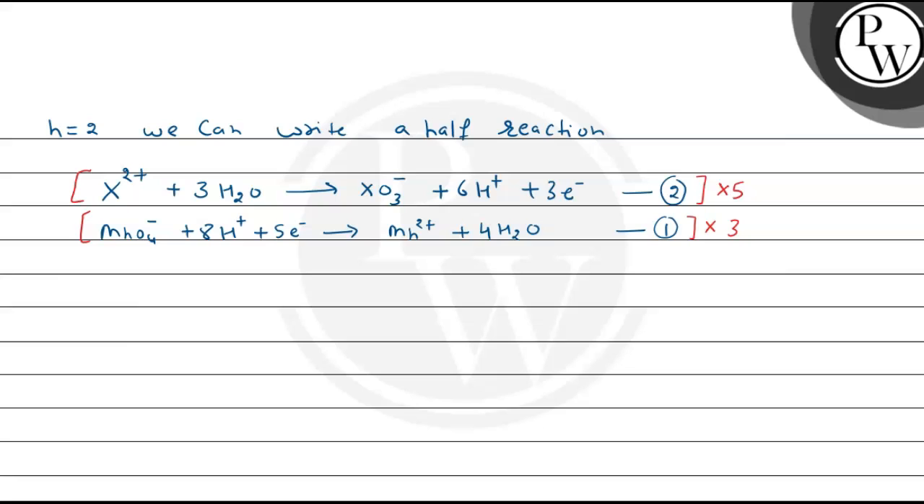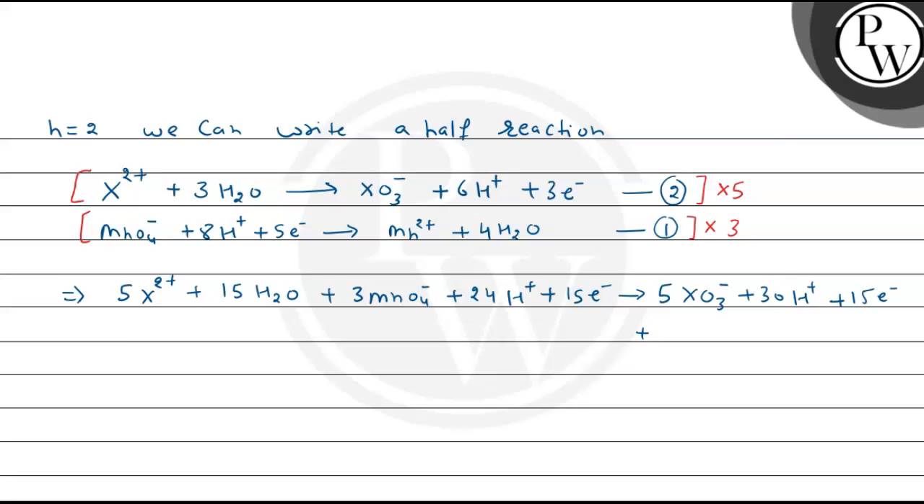So now we are going to add these equations and we will get the overall equation as 5X2 positive plus 15H2O plus 3MnO4 negative plus 24H positive plus 15 electrons, and on the right hand side we will get 5XO3 negative plus 30H positive plus 15 electrons plus 3Mn2 positive plus 12H2O.